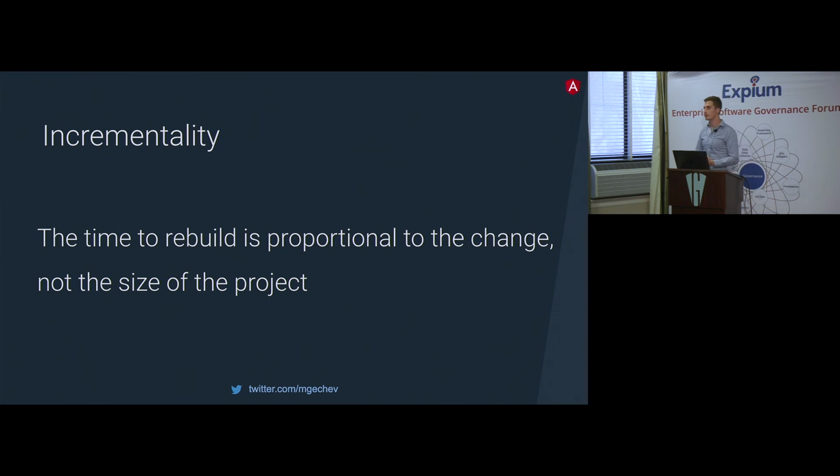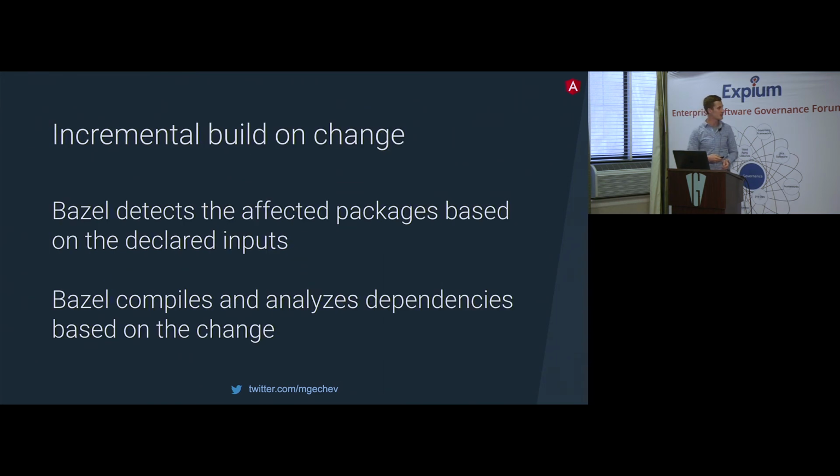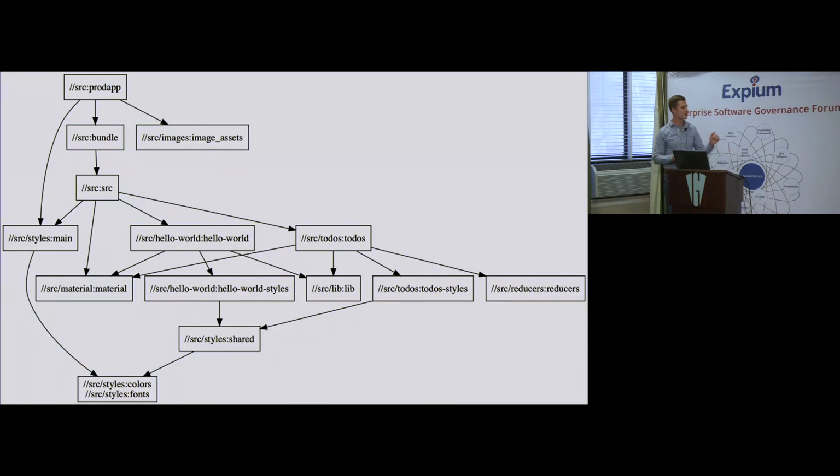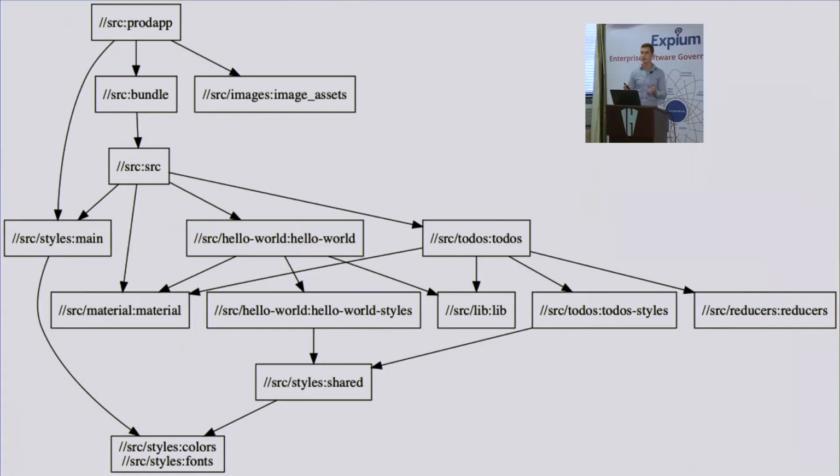Well, Bazel figures out which are the affected packages in the dependency graph and rebuilds only them and all their transitive dependencies. Here is an example. In the previous dependency graph that we looked at, again, this is built-in functionality of Bazel. If you run Bazel query, you can output a textual representation of this chart here, which you can later convert to a PNG.